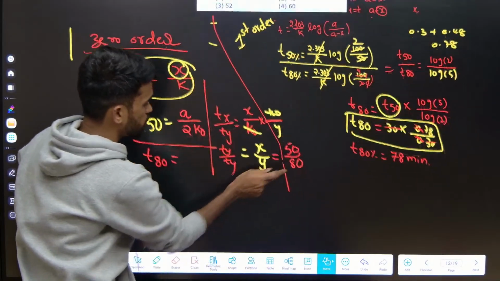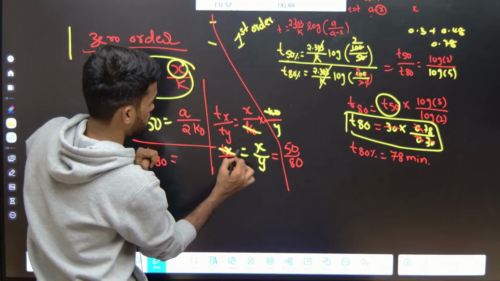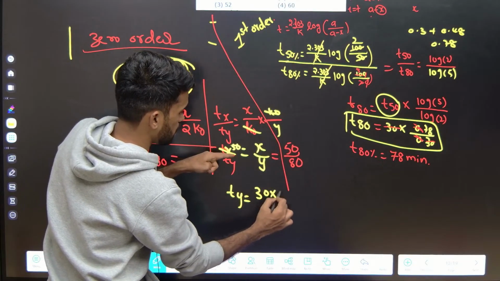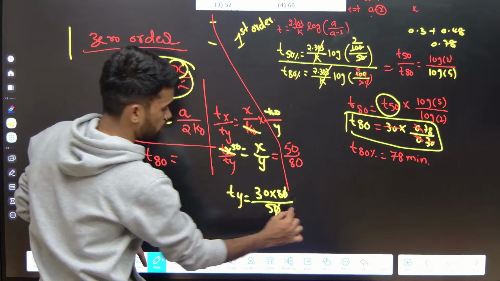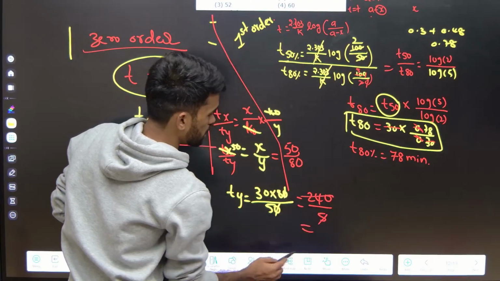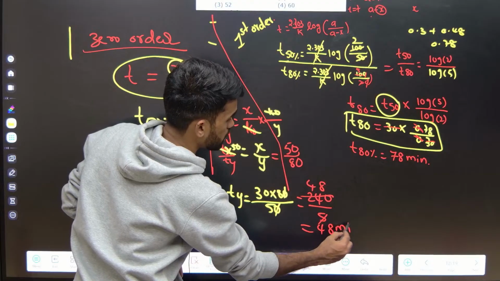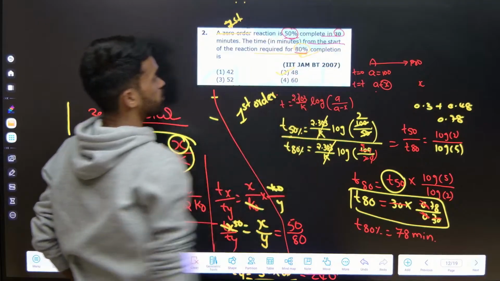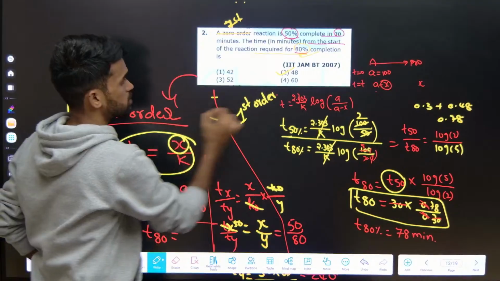After this, if you simplify, T X percent is 30 minutes, take here 30, so T Y will be 30 into 80 by 50. Zero zero cancel, so you get 240 by 5. So 4 times 40 is 80, it will be 48 minutes. So 48 minutes will be your answer. So this is for zero order and this is for first order.